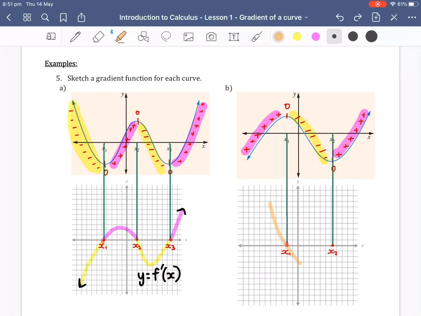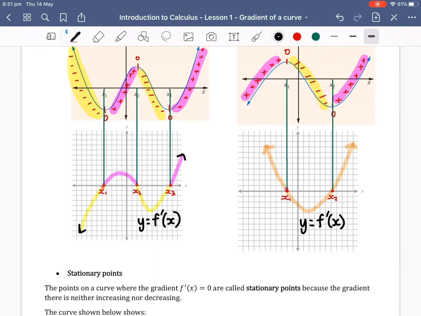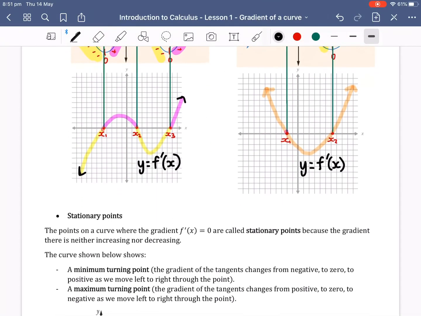So it starts above, goes below, and then it increases again and goes above. So that's what our function looks like. And we need to write that it is y equals f dash x. Okay, so it's pretty straightforward.